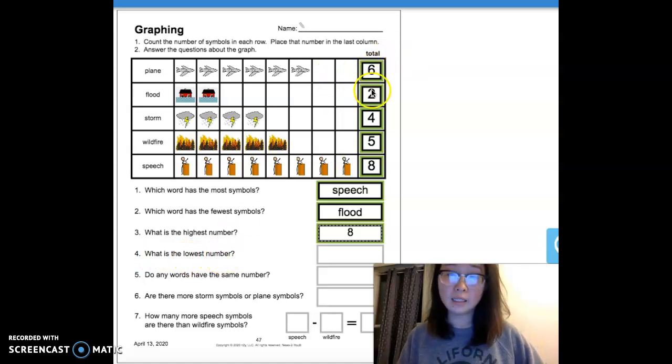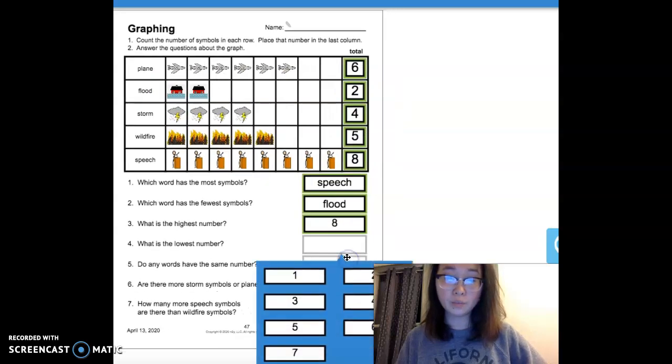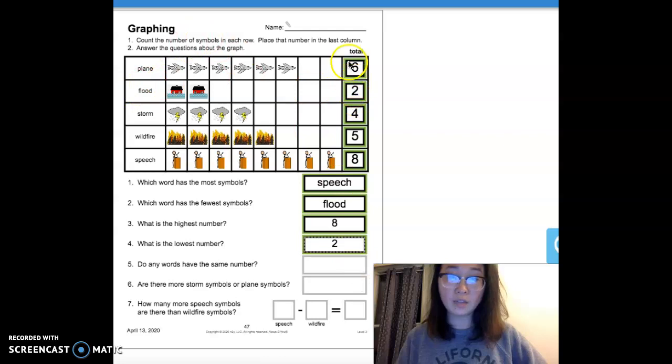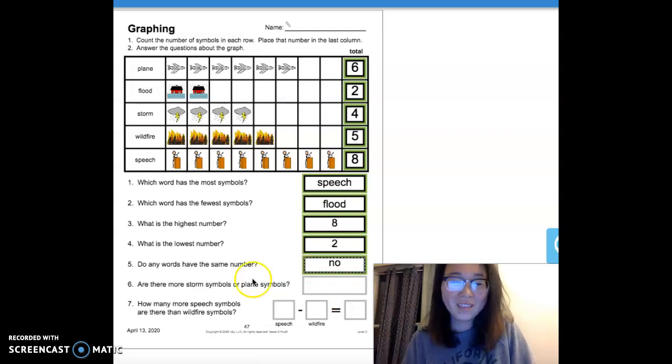Is it 6, 2, 4, 5, 8? And if the numbers are hard to think about, look at the pictures. Which one is the lowest? The lowest is 2. We can tell by the pictures that there's not very many. Next, number 5. Do any words have the same number? Are any of these the same? 6, 2, 4, 5, 8? No, none of these are the same. They're all different.